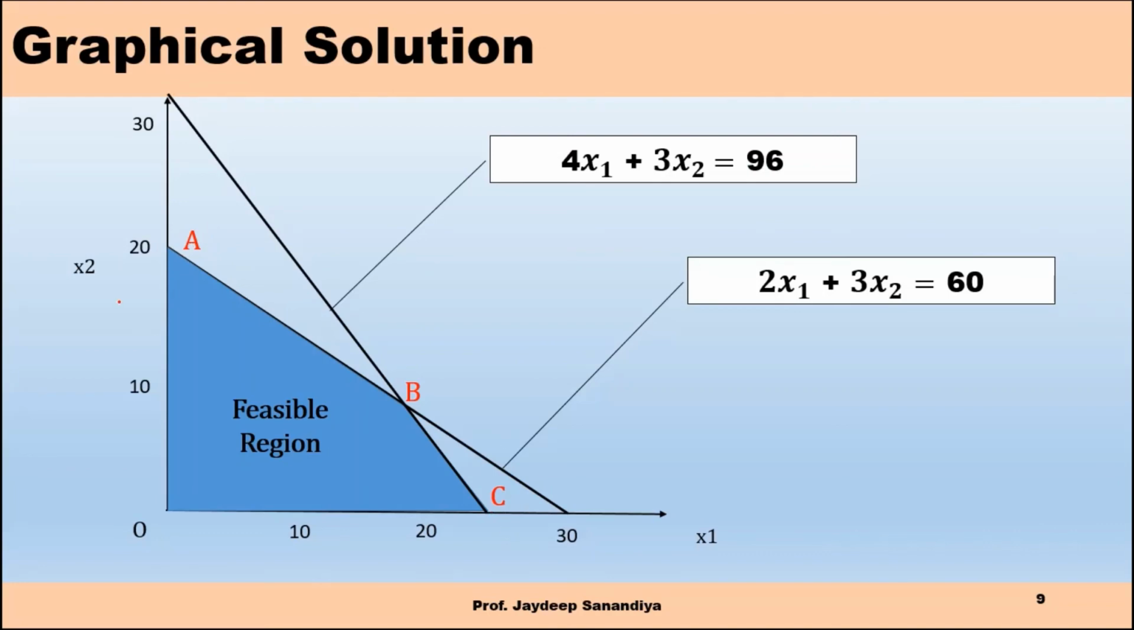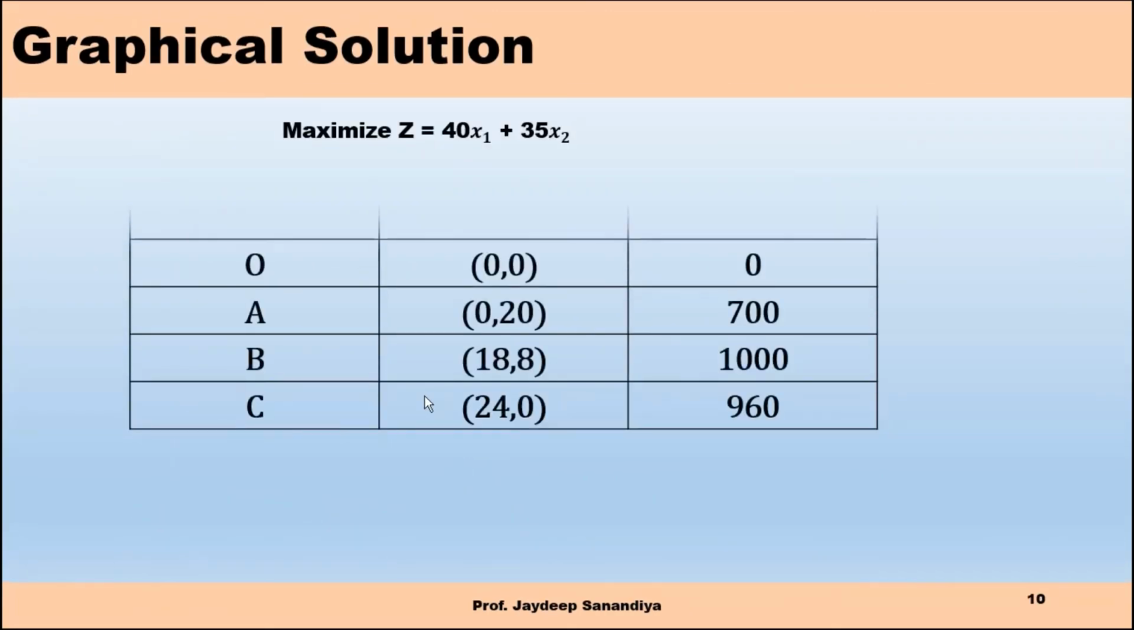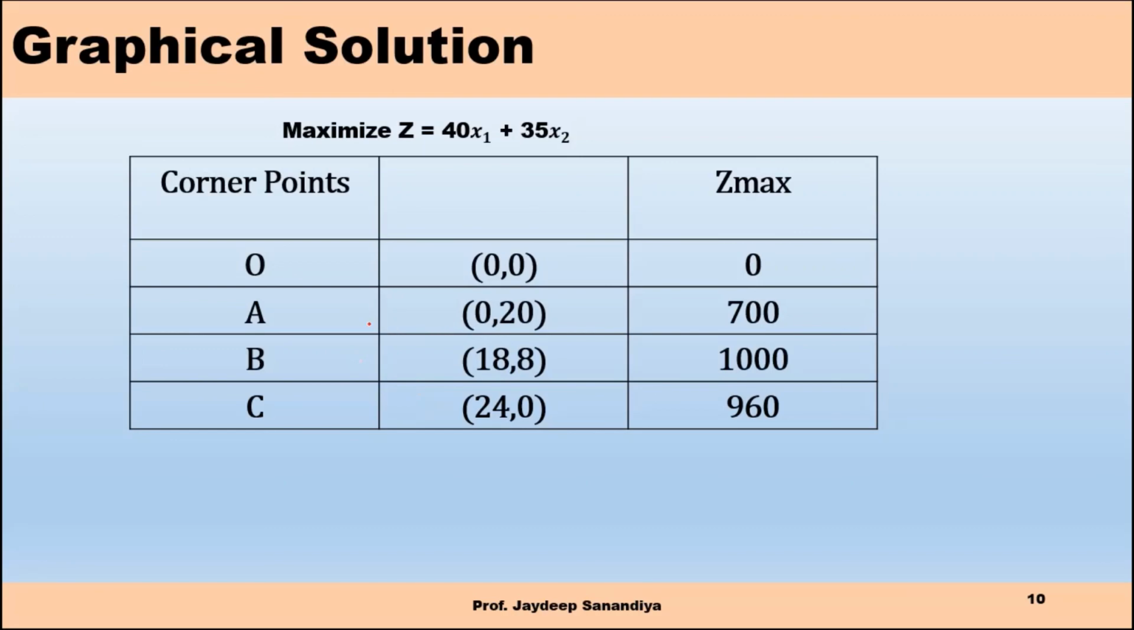So these two coordinates you already got, right? You just need to find out the coordinate of B. To find it, just solve these two linear equations, right? You will get the coordinate of B. So here are the coordinates of A, B and C. A is 0, 20, C is 24, 0 and B has the coordinate 18 and 8.